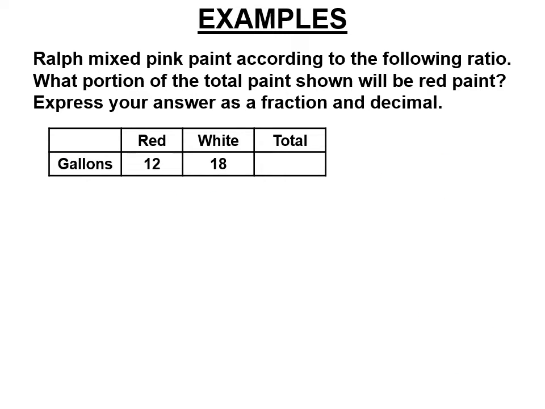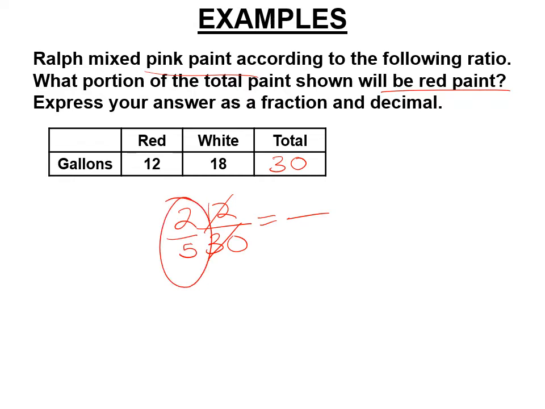Here's our people mixing pink paint again. All right, so we have pink paint, which is red and white. The ratio of red to total. So 12 plus 18 is 30. So 12/30 is our fraction. But we're never going to leave it like that. Express your answer as a fraction. We have to simplify this anyway. Divide by 3. Ooh, no, divide by 6, and you get 2 fifths. So the fraction is 2/5.